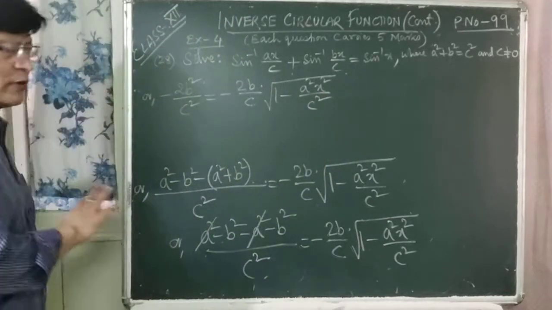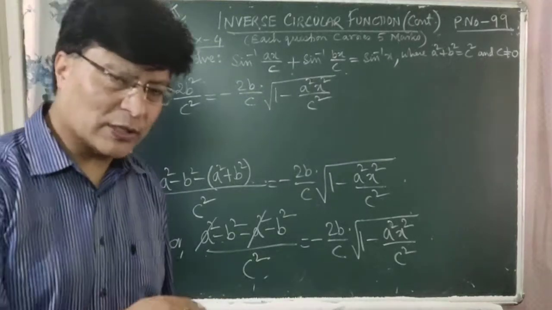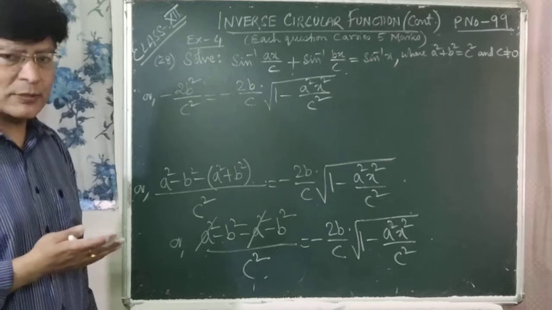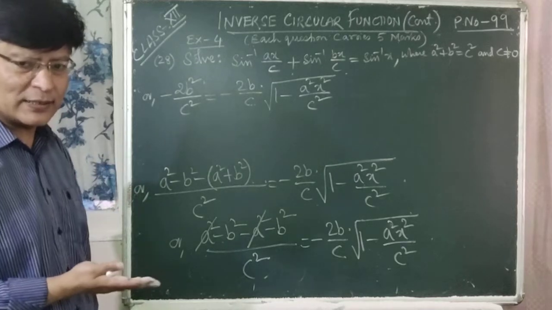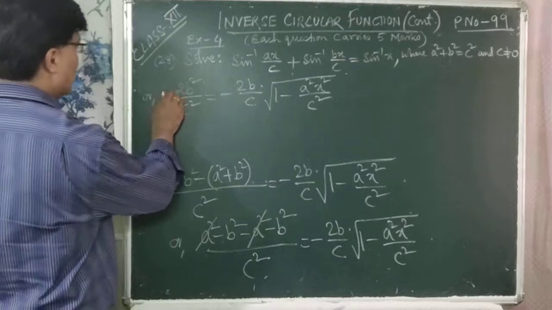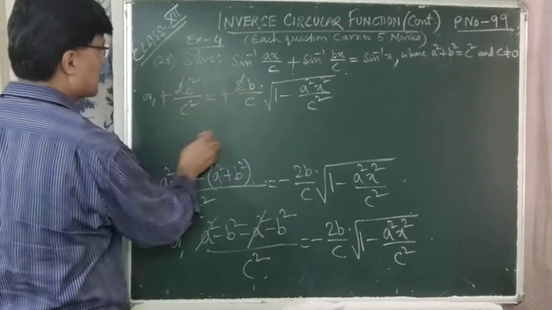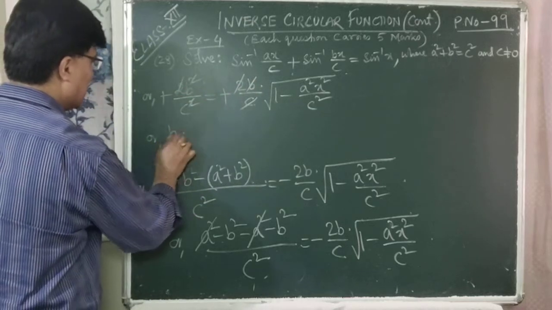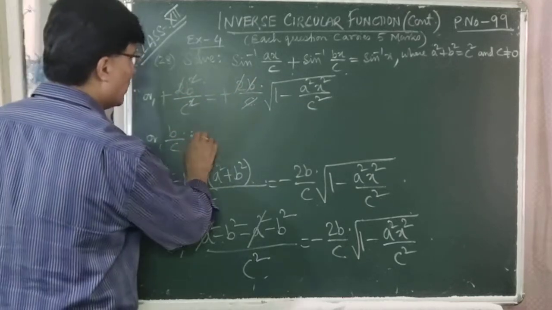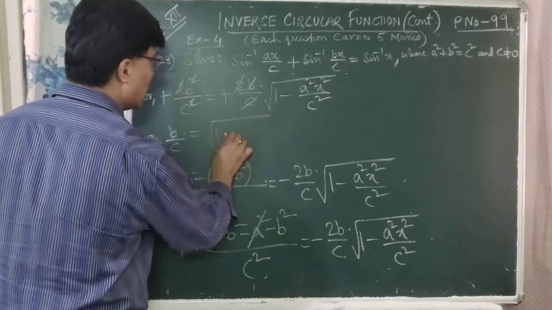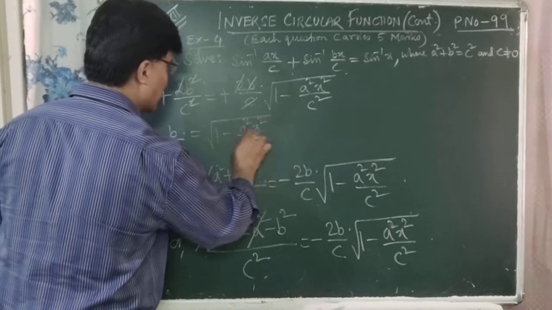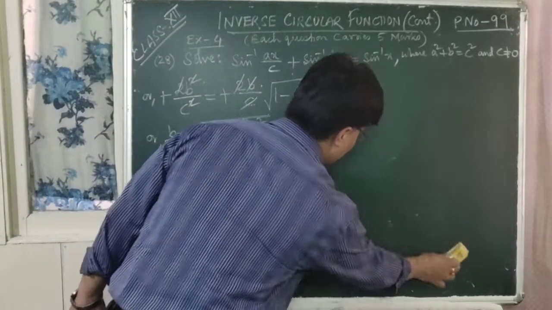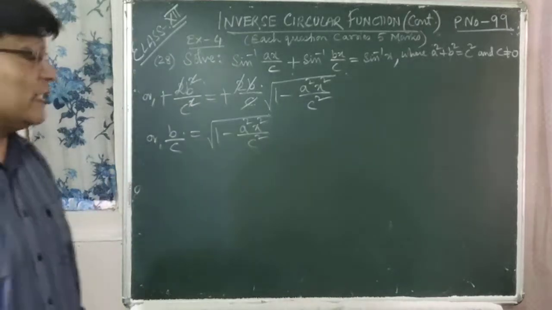Now here, from both the sides, that is on the left hand side and on the right hand side, the common terms are there. The common terms are in the numerator as well as in the denominator. You can cancel them. So your minus gets cancelled, 2 gets cancelled, c square gets cancelled, b square gets cancelled. So what do we get? b by c, right? Which is equal to root over 1 minus a square x square divided by c square. So we got this simplified expression, right?